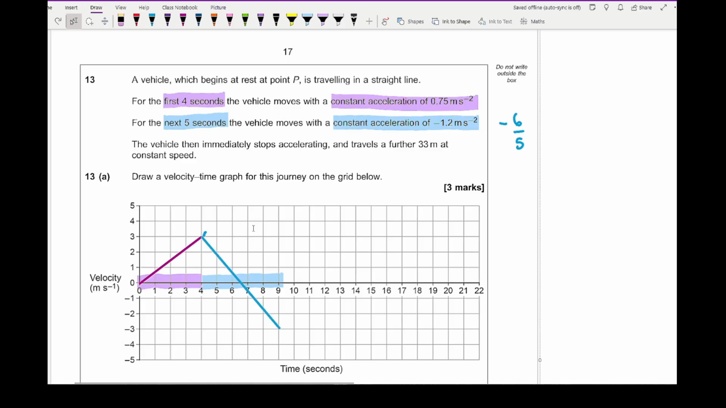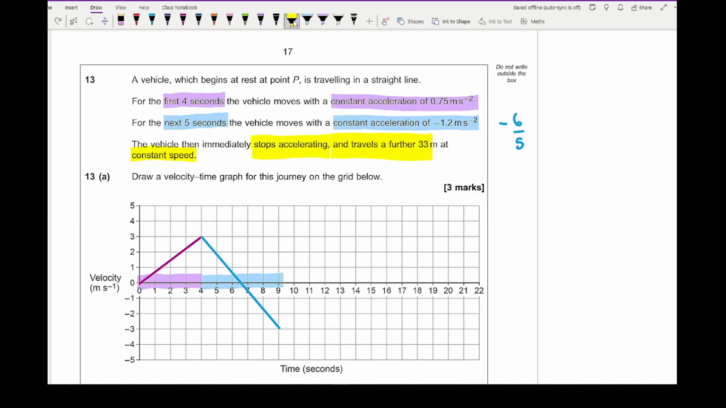So there we have now a gradient of minus 1.2. And for the last part, the distance travelled is 33 metres. It's at a constant speed, so it stops accelerating, meaning that the gradient is 0.